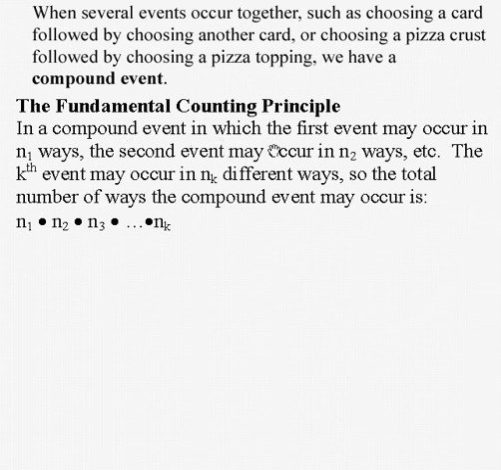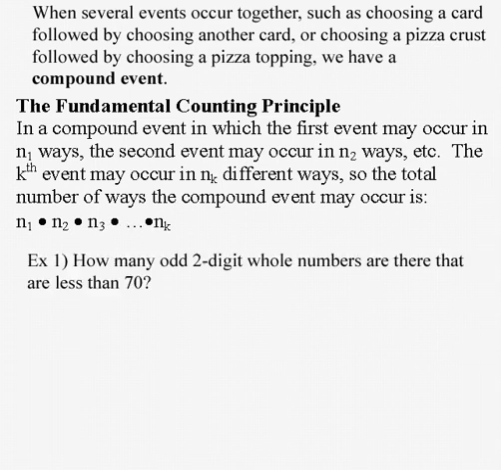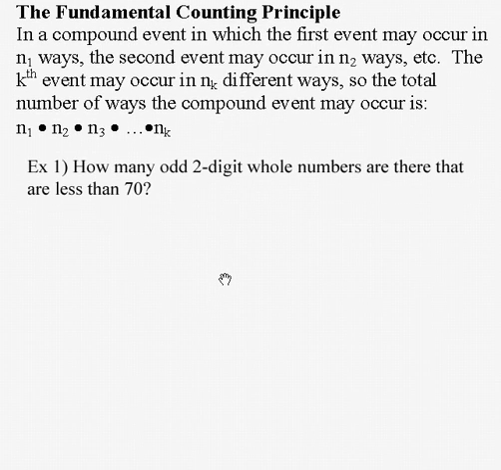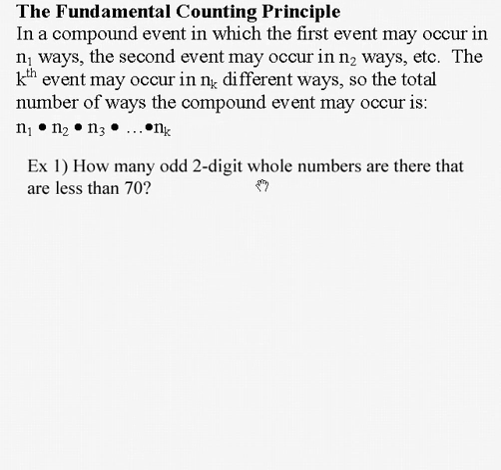In a compound event where the first event may occur n sub 1 ways, the second event can occur n sub 2 ways, etc., the kth event would occur in n sub k different ways, the total number of ways for the compound event to occur is found by multiplying all those choices as we go: n sub 1 times n sub 2 times n sub 3, etc., through n sub k. So let's look at that fundamental counting principle, applying it to a problem that is a little bit more simple than the pizza one. How many odd two-digit whole numbers are there that are less than 70?